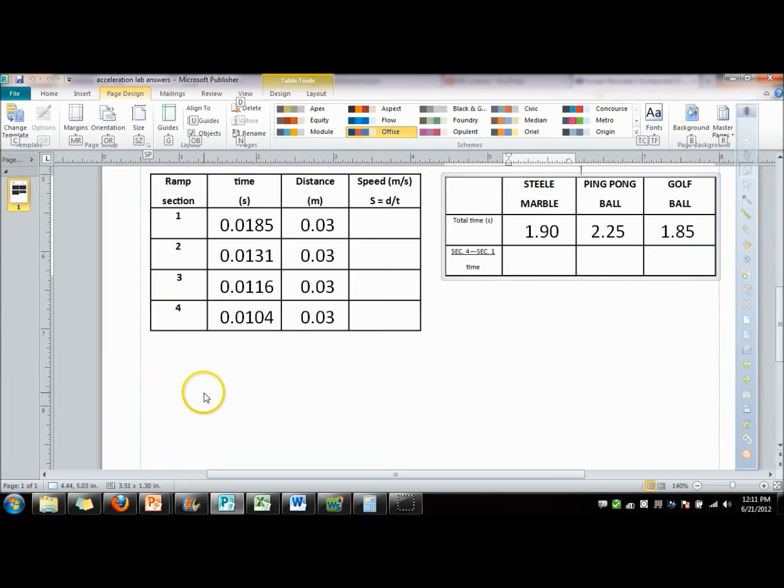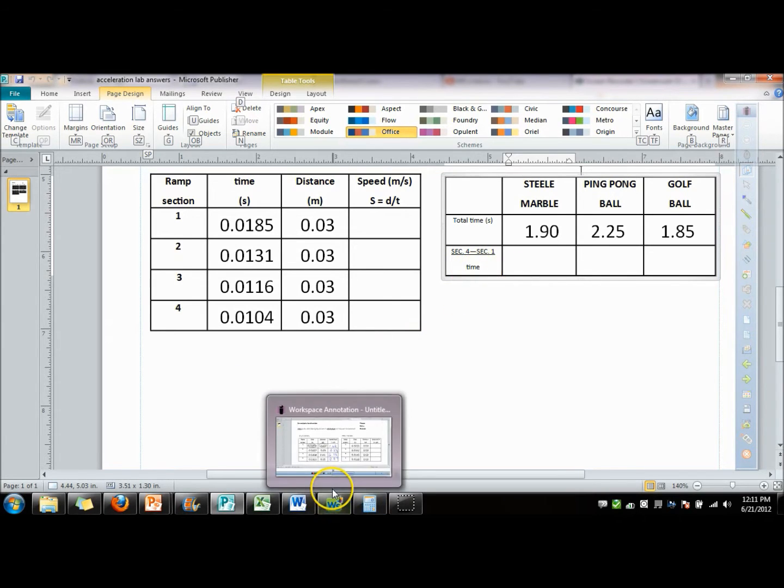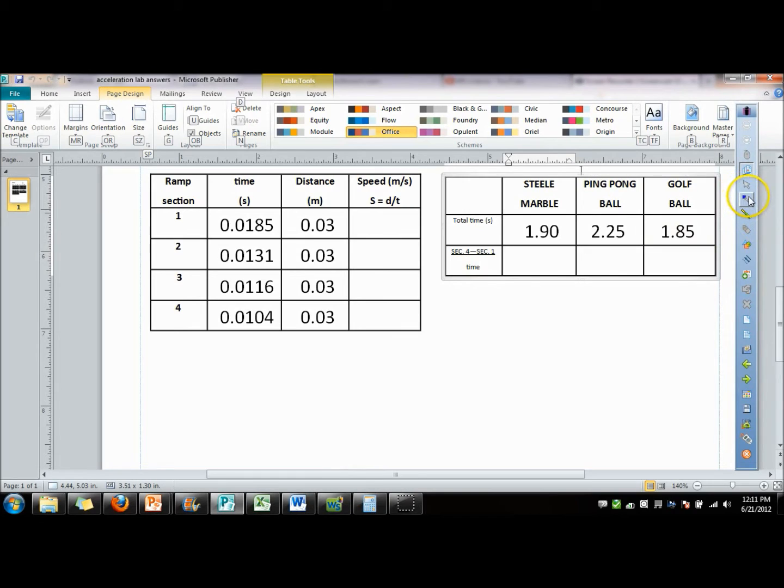Okay, now that you've calculated the speeds for the steel marble, the ping pong ball, and the golf ball, it's time to calculate the acceleration. I've given you the total time that it takes for the marble to go the whole length of the ramp. So fill these data points in now. We'll need those in order to calculate acceleration. The steel marble from very beginning to very end was 1.90 seconds. The ping pong ball was 2.25 seconds. And the golf ball was 1.85 seconds.